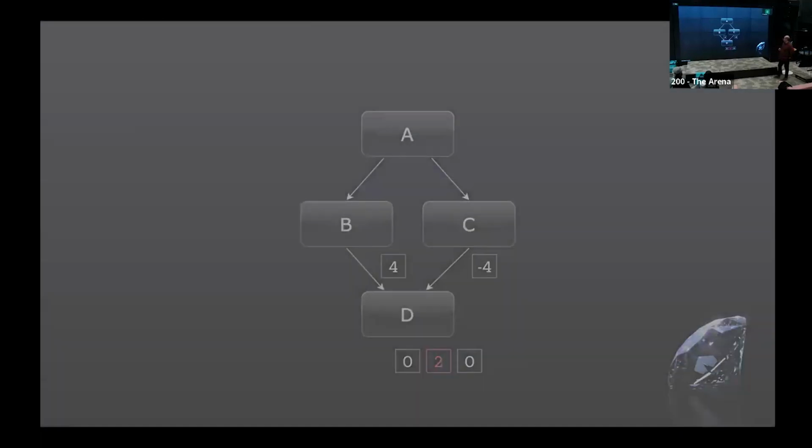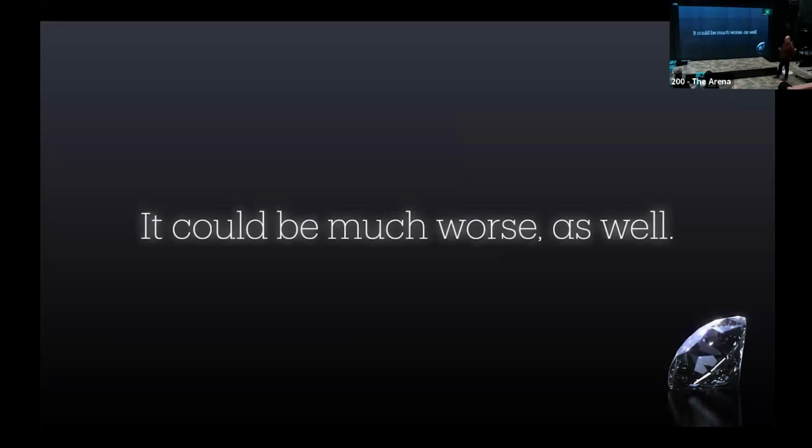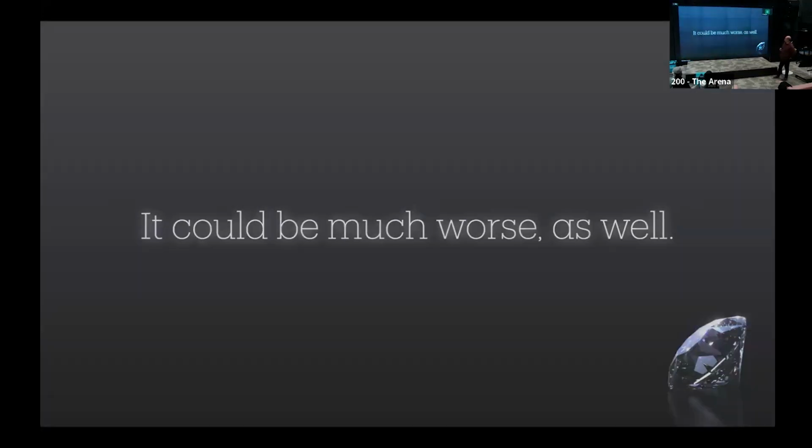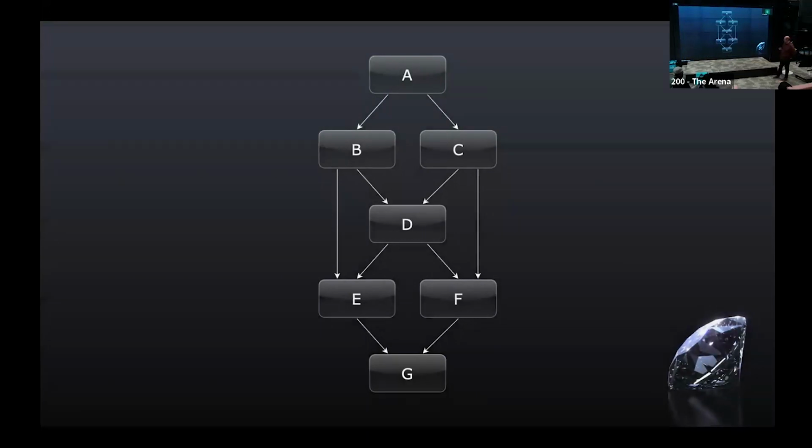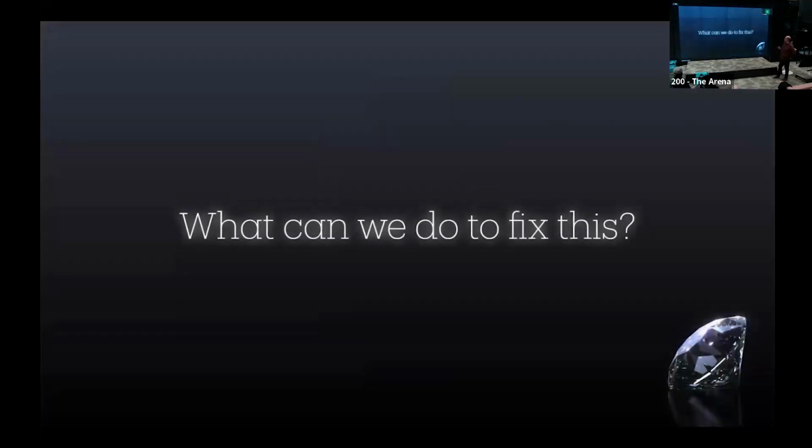And another thing is this could be much worse than that. You can have some kind of graph that looks like this, and God knows what happens if you put a value in at the top there, how many values you're going to get out at the bottom. Let's not go into that right now. So the big question is, what can we do to fix this?